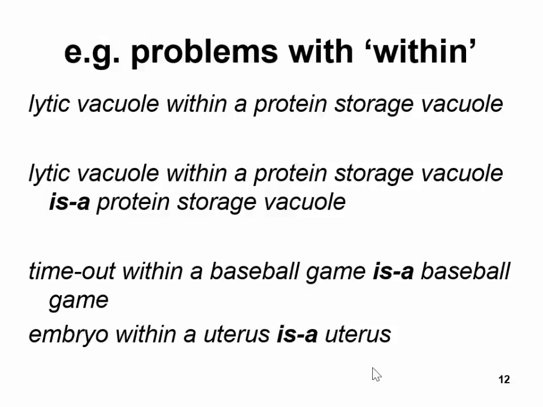These are some examples from the gene ontology as it then was. Lytic vacuole within a protein storage vacuole is a protein storage vacuole. Now, this is like saying a timeout within a baseball game is a baseball game. It's wrong. Or an embryo within a uterus is a uterus.